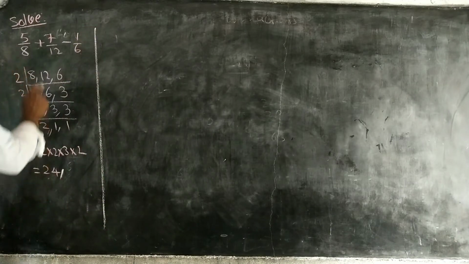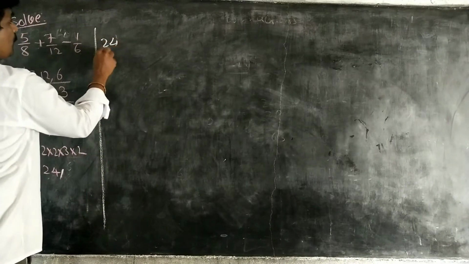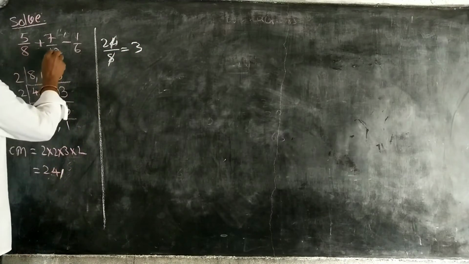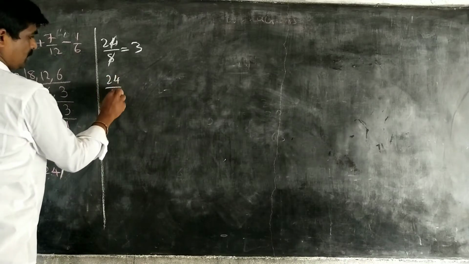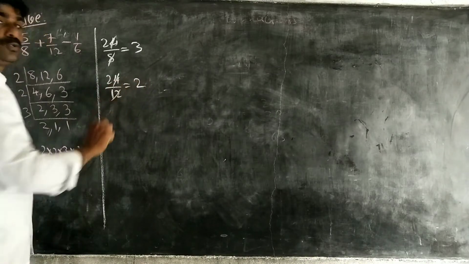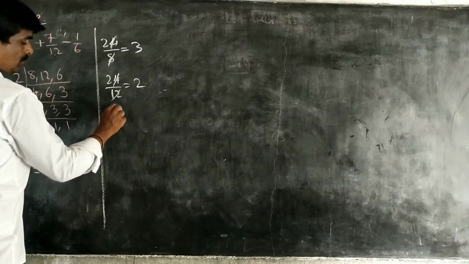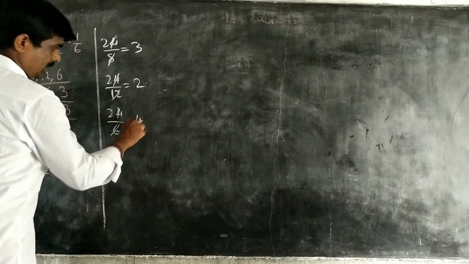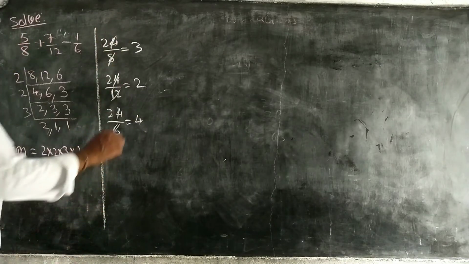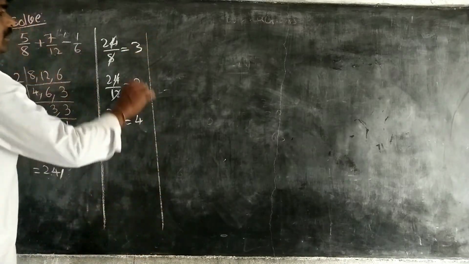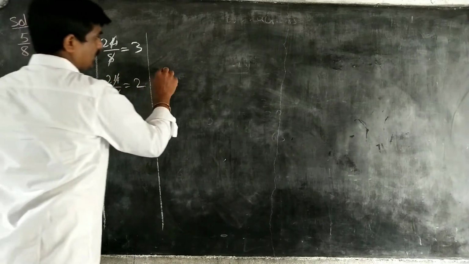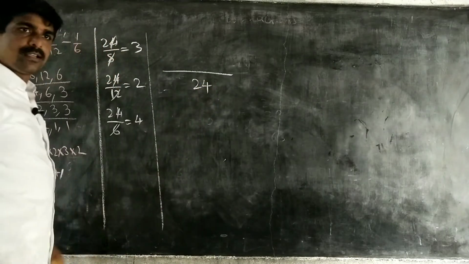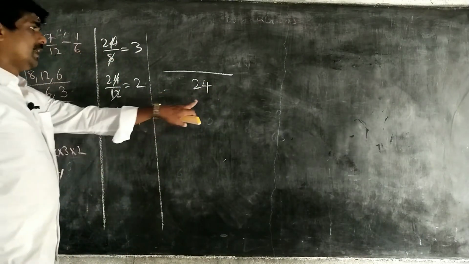Okay. Next. So this 24 into this denominator. 24 by 8, 8 threes are 24. This 24 by 12, 24 by 12 is equal to 2. Next, 24 by 6, 6 fours are 24. We got this. Next we are finding the sum of the fractions. That is equal to 24 as it is, right, 24 because 24 is the LCM.